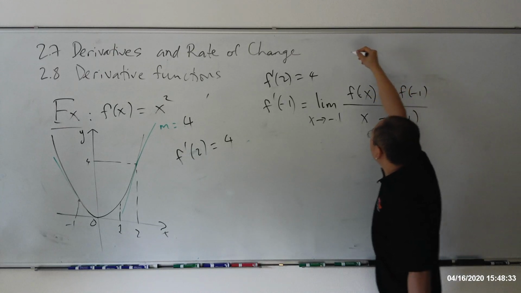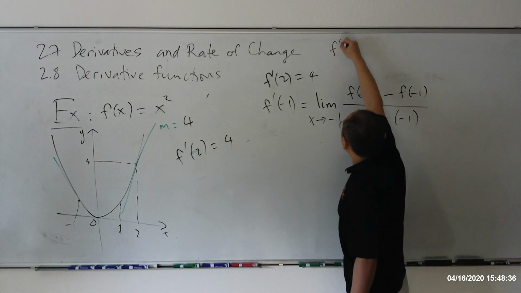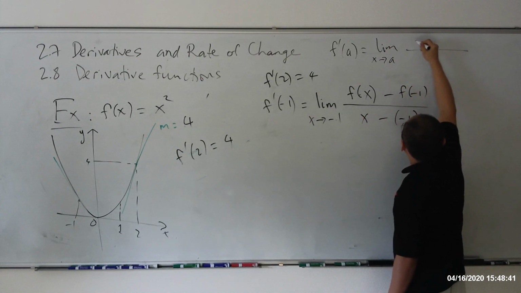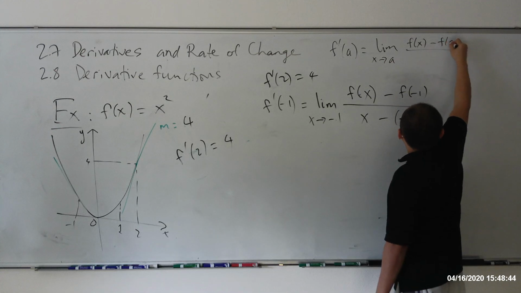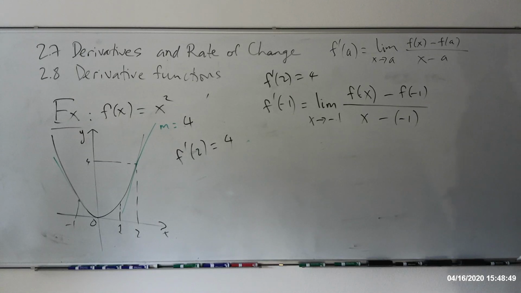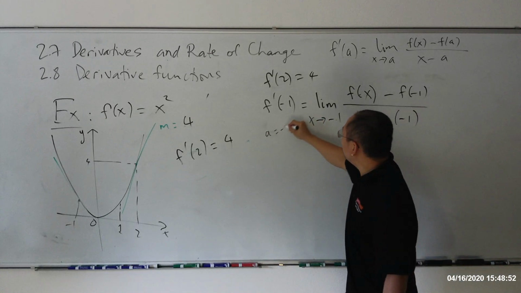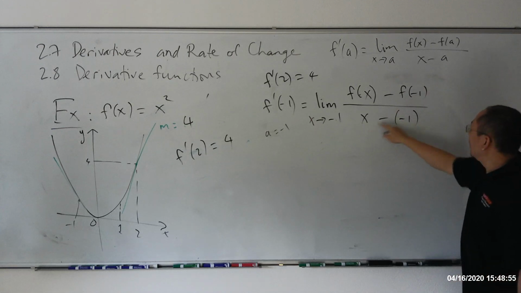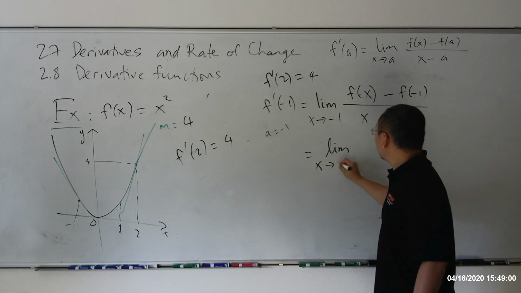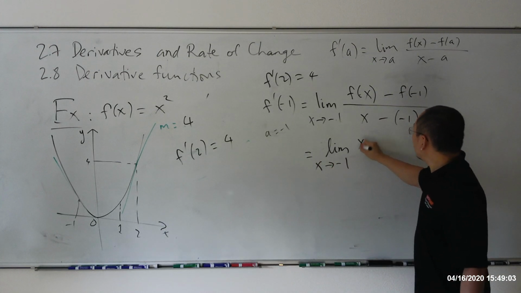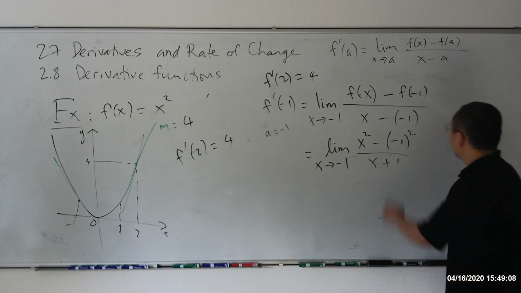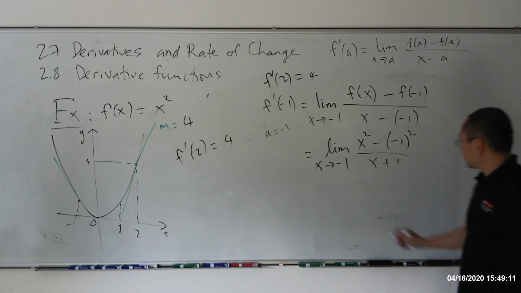Let me just write the definition up here because I erased it already. F prime of a is equal to the limit as x approaches a of f of x minus f of a over x minus a. Okay? So in this case, a is equal to -1: f of x minus f of -1 over x minus -1. And plug in the function. This is the limit as x goes to -1. F of x is x squared, f of -1 is -1 squared, over x plus 1, because minus -1 is plus 1.